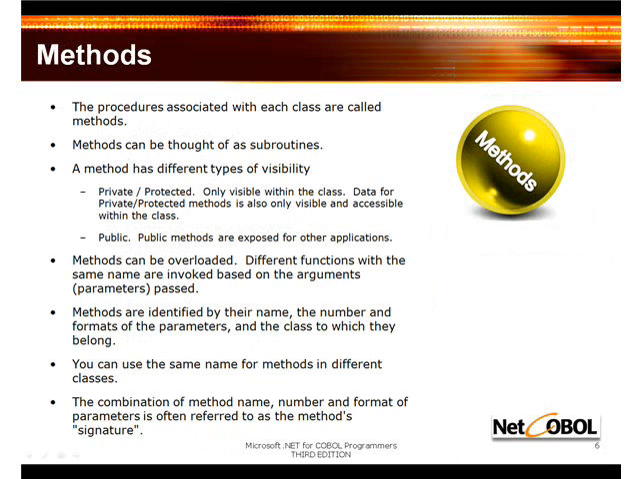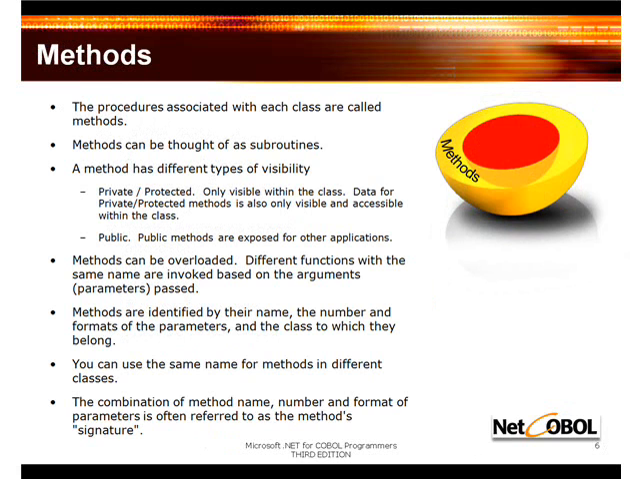The procedures associated with each class are called methods. Methods can be thought of as modules or subroutines. A class may have as many methods as it requires in order to manage its data. Methods also have different types of visibility. Private or protected means that a method is only visible within that specific class. The data for that specific method is also visible to that specific class. Public methods are exposed for all other applications.